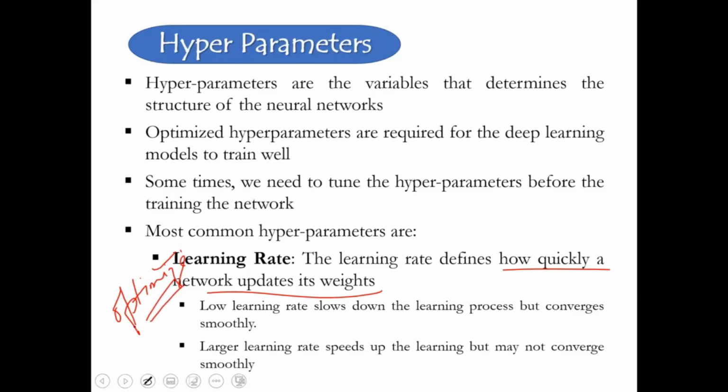So if you define a slow learning rate, that is a lower learning rate, the learning process will be slow, but it will ultimately converge smoothly, right? But if we use a larger one, the training speed will be increased, but the convergence will not be smooth. It will oscillate a little bit.